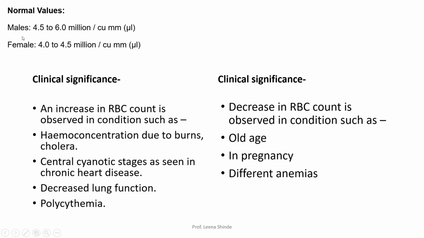Normal values: the total RBC count in males is 4.5 to 6 million per cubic millimeter and in females 4 to 4.5 million per cubic millimeter. It is increased in hemoconcentration due to burns and cholera, in central cyanotic states seen in chronic heart disease, decreased lung function and polycythemia. So in those conditions the RBC count is increased, while it decreases in old age, in pregnancy and in different anemias.